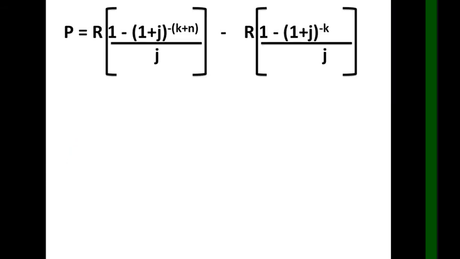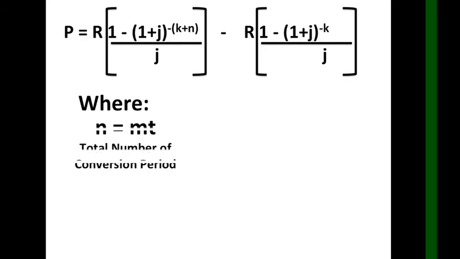The formula is P equals R, quantity 1 minus (1 plus j) raised to negative (k plus n) over j, minus R, quantity 1 minus (1 plus j) raised to negative k over j. So again, huwag tayong papasindak sa formula kasi madali lang ang topic natin.